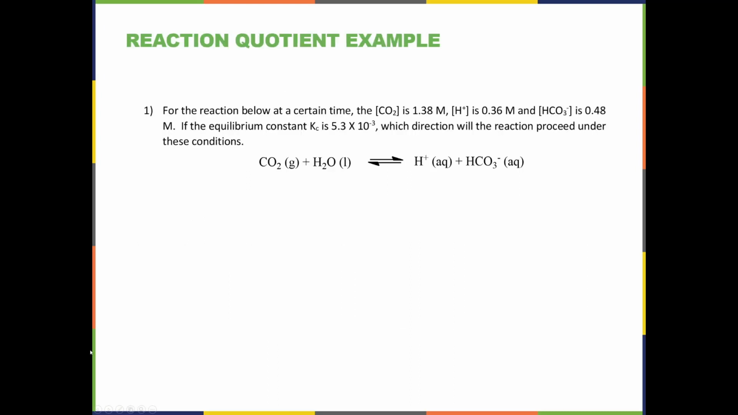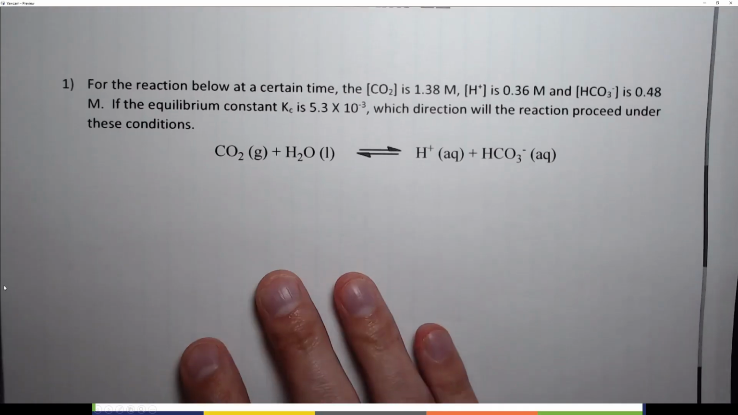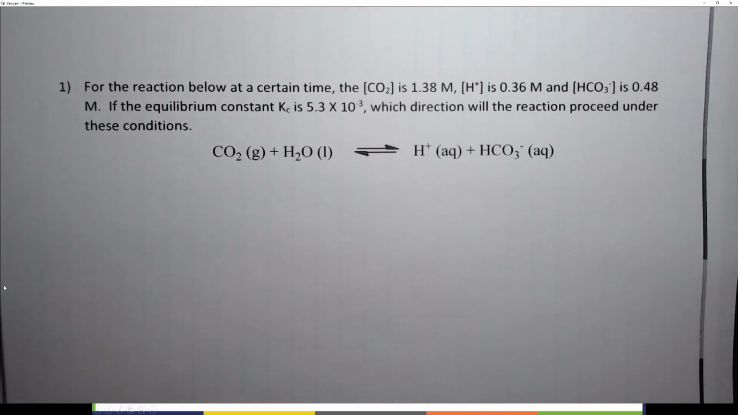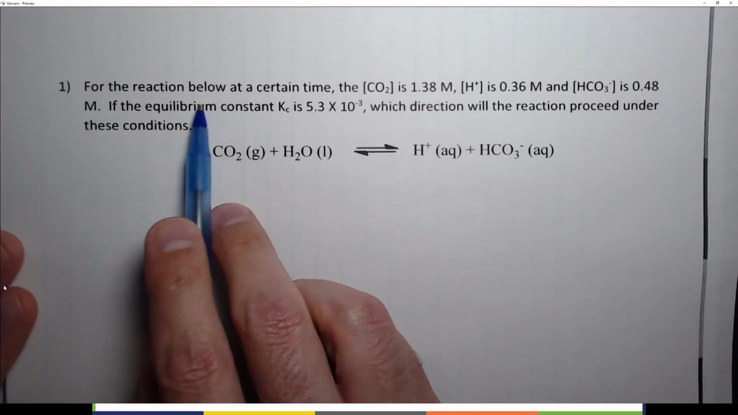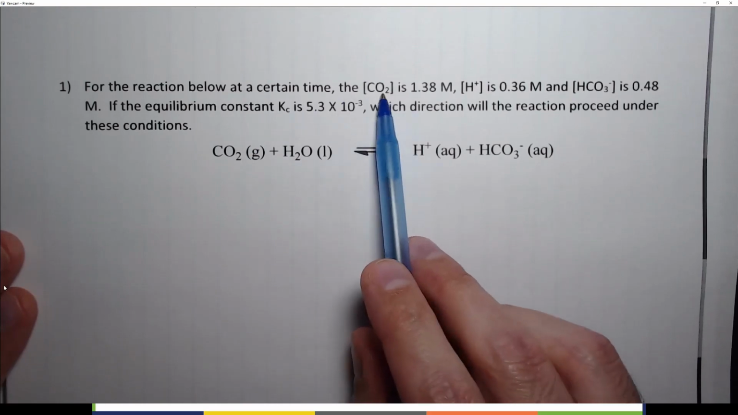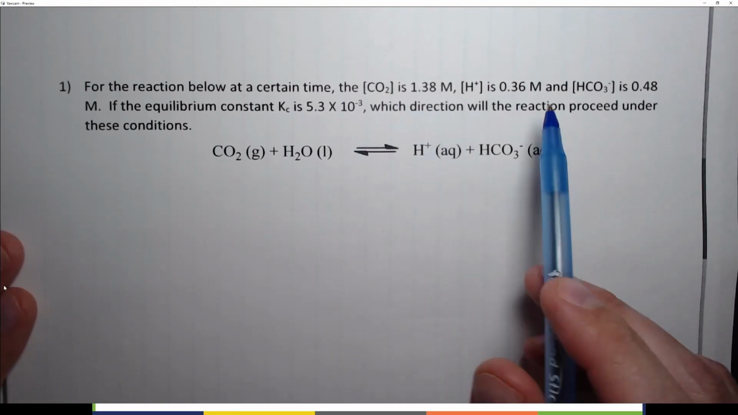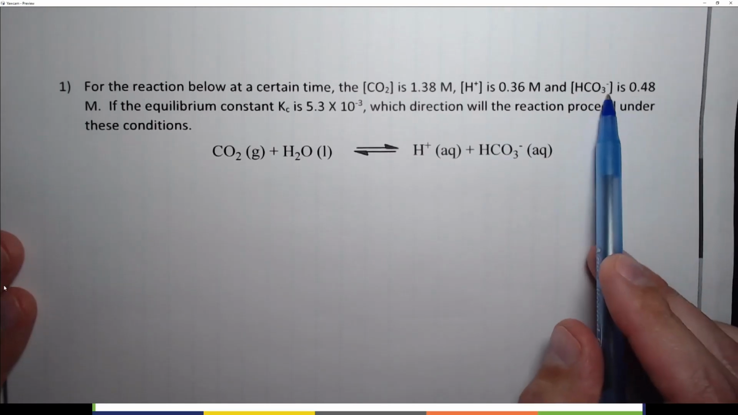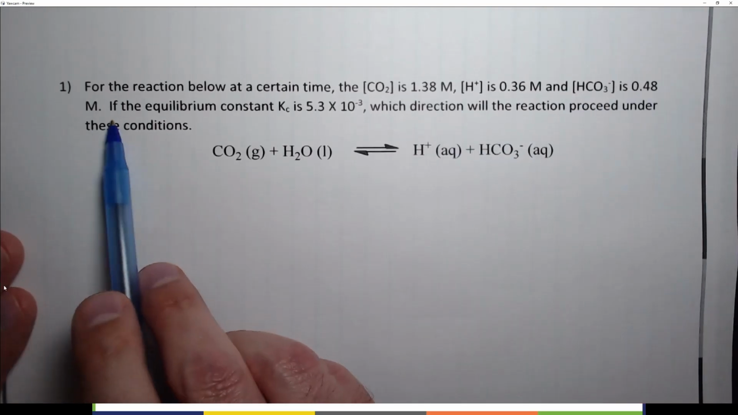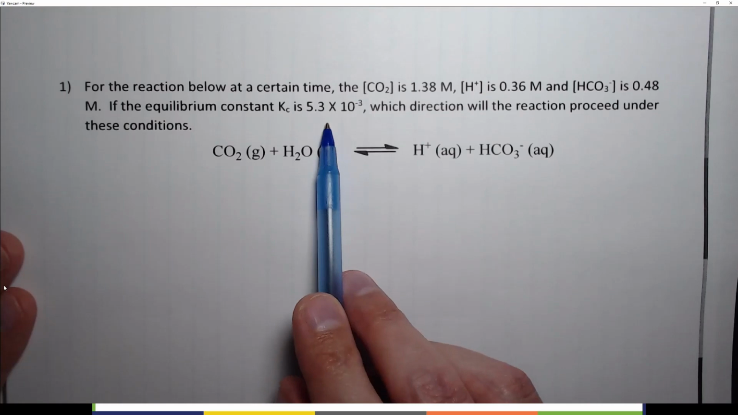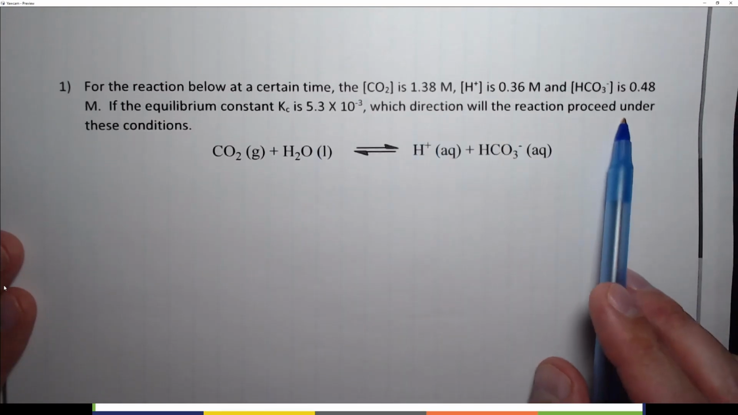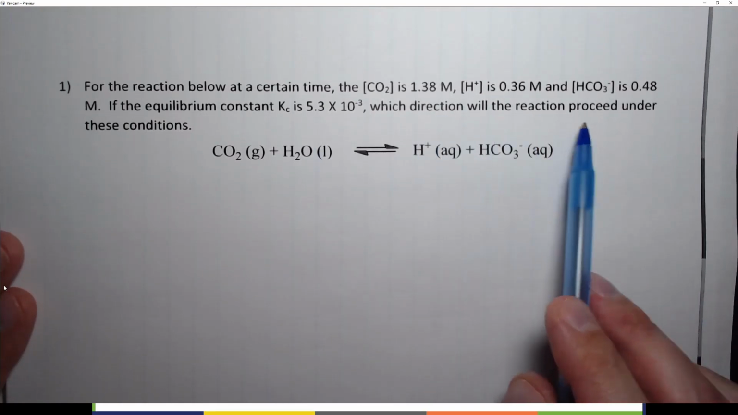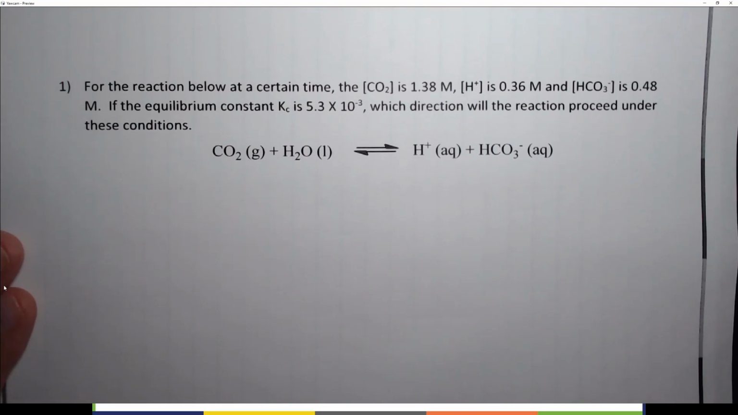So let's do an example of this, and this will be the last one for this section of the course, or of the lecture. It says, for the reaction below, at a certain time, the concentration of CO2 is 1.38 molar, the concentration of H plus is 0.36 molar, and the concentration of HCO3 minus is 0.48 molar. And then it gives us the equilibrium constant. Which direction will the reaction proceed under these conditions?